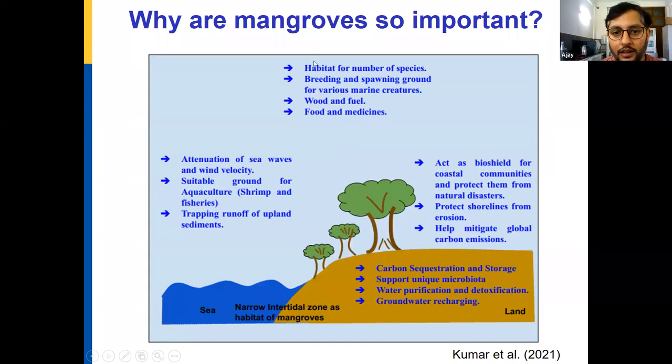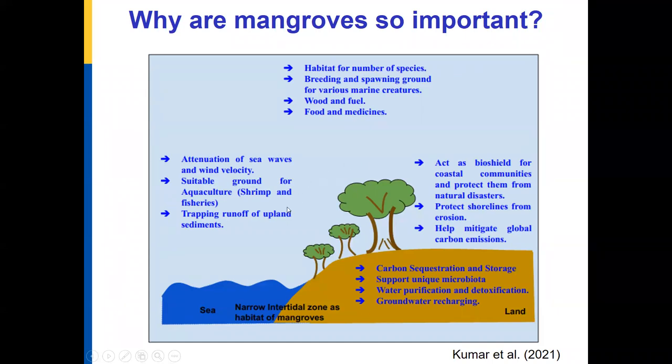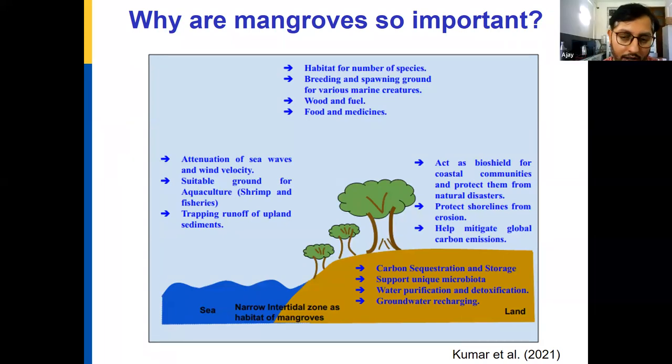I will start with this one, habitat for a number of species. These mangroves are not just species of plants, but mangroves are an ecosystem itself. They are a very rich habitat for a number of different species, including birds, insects, other animals, and many more organisms. They act as a breeding and spawning ground for various marine creatures, including fish, crabs, and other aquatic animals.